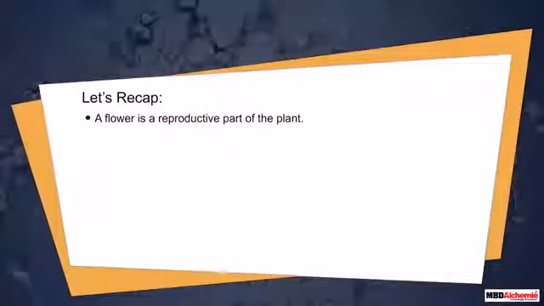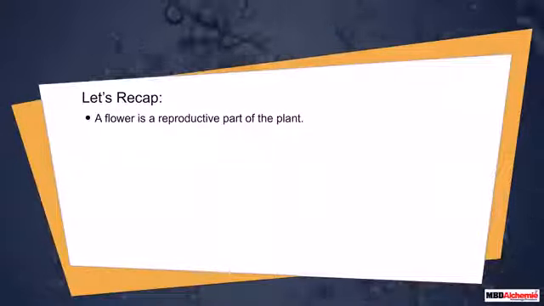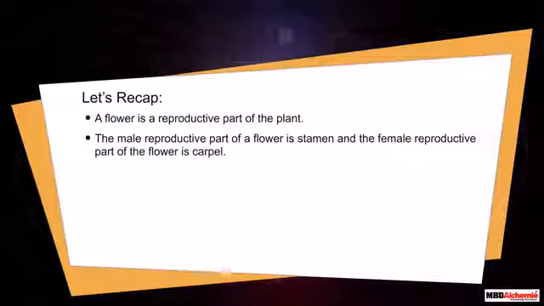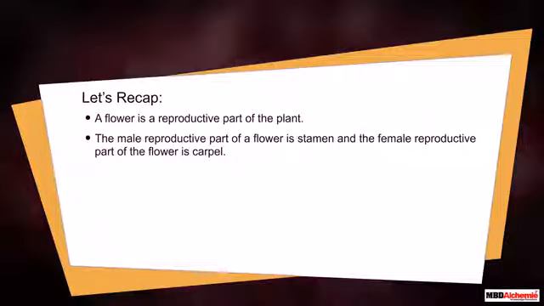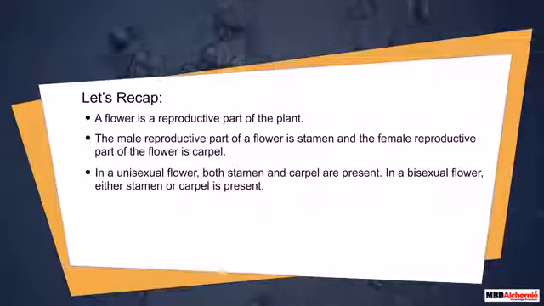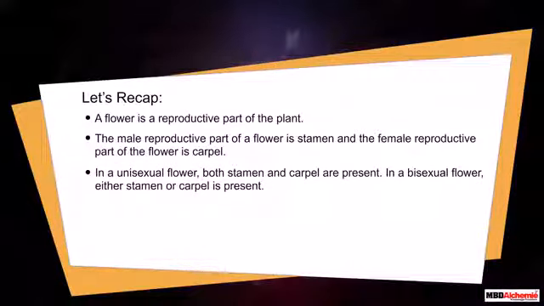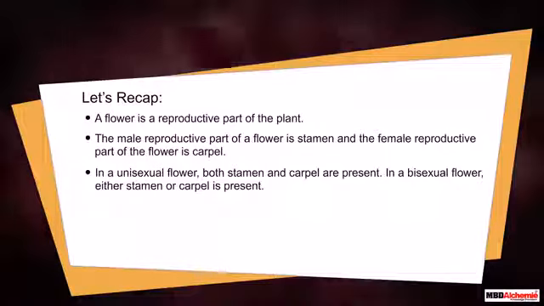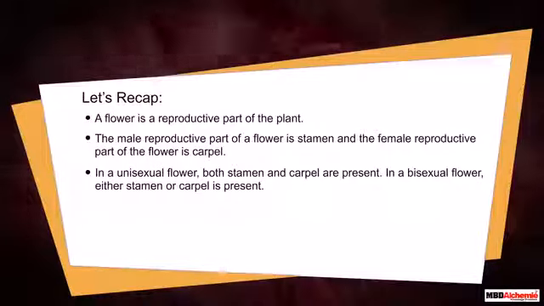A flower is a reproductive part of the plant. The male reproductive part of a flower is stamen and the female reproductive part of the flower is carpel. In a unisexual flower, both stamen and carpel are present. In a bisexual flower, either stamen or carpel is present.